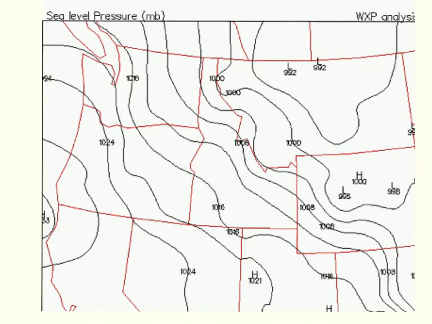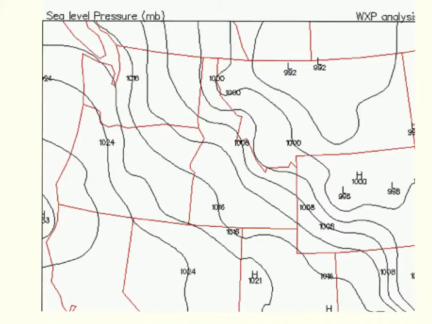We're looking here at a surface weather map that shows us sea level pressure, and what's being shown in the contours are isobars, or lines of constant pressure. And we're looking at the Northwest, and this is from a date back in February of 2012.